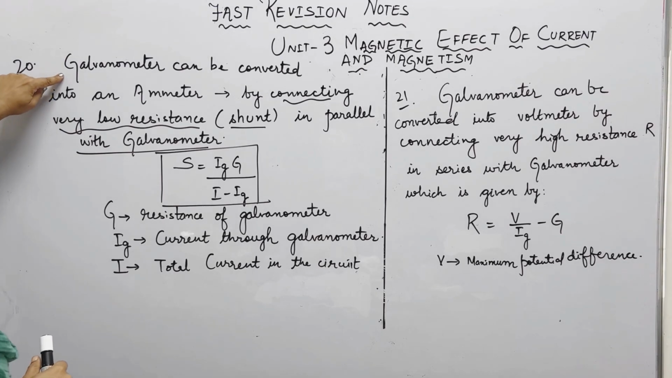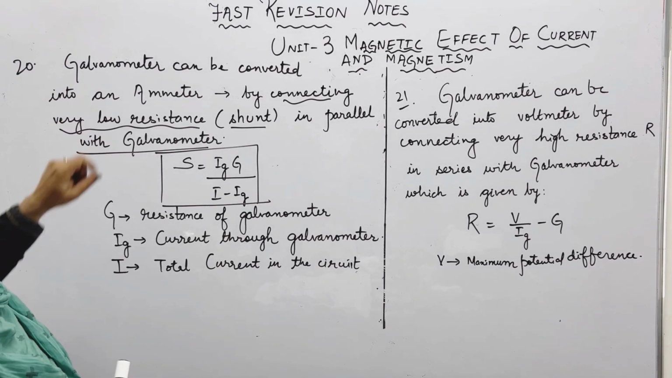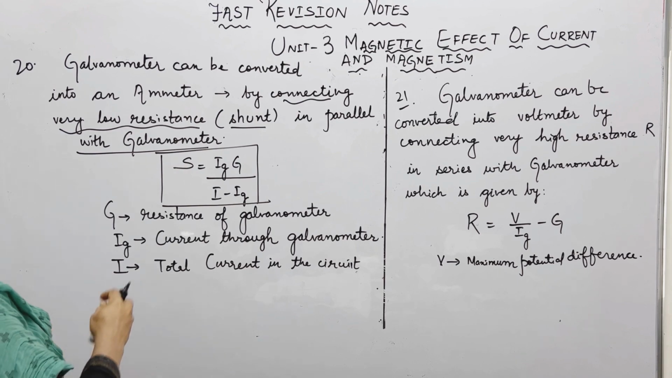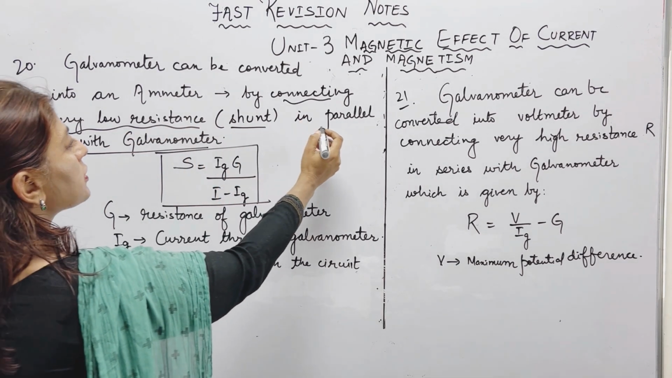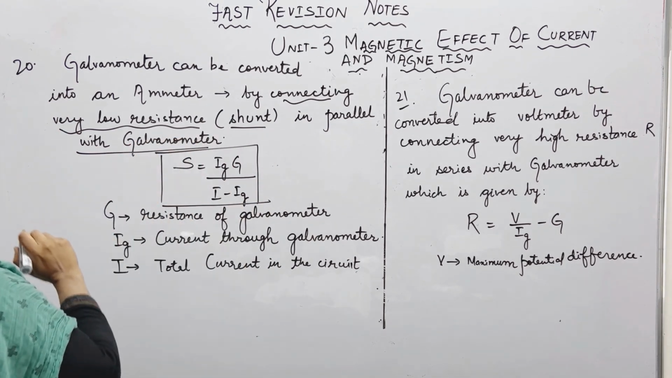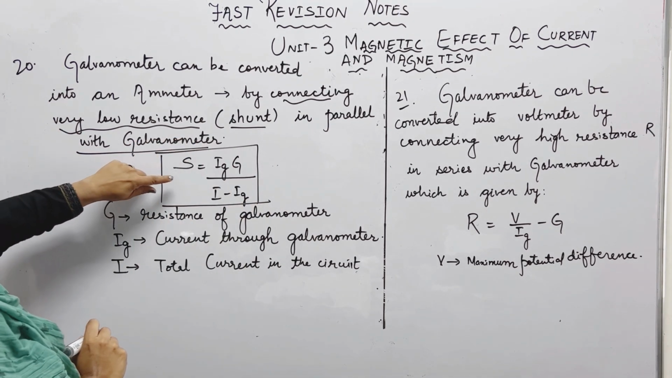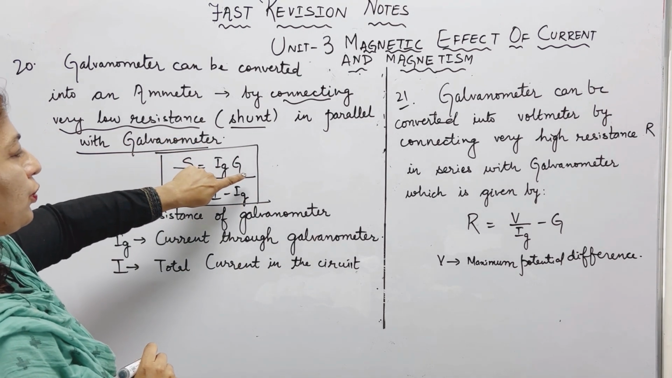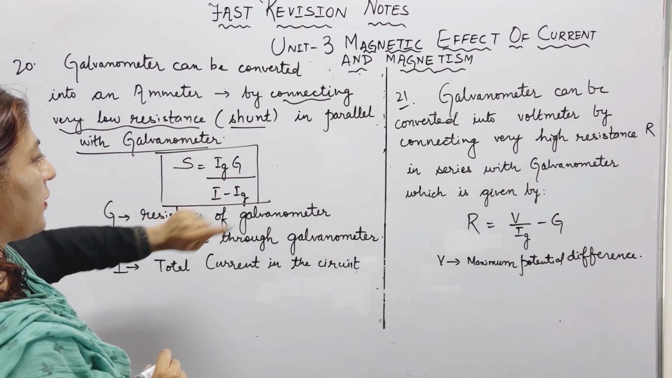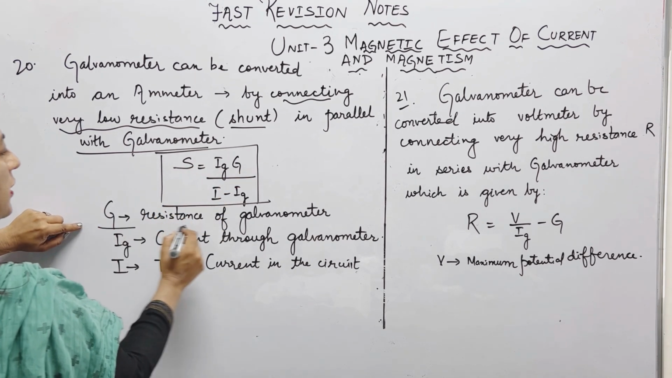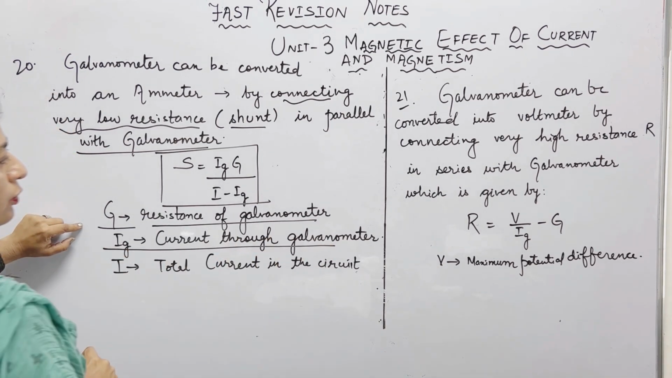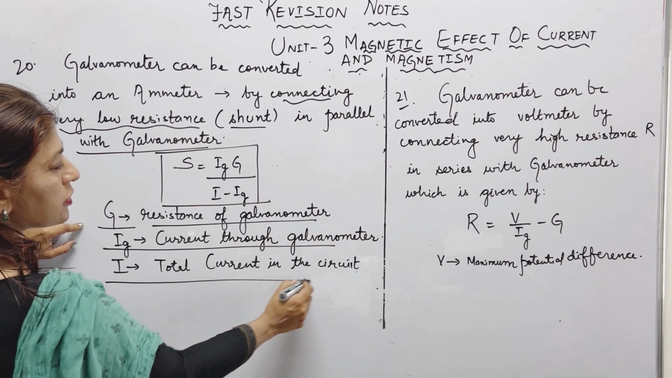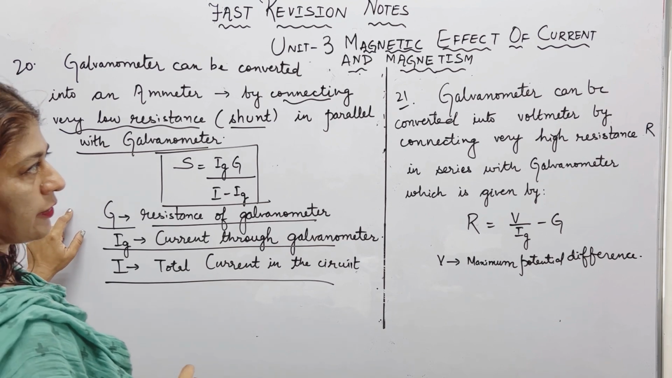The galvanometer can be converted into an ammeter. The condition is that a very low resistance, called a shunt denoted by S, must be connected in parallel with the galvanometer, and the value of the shunt is given by Ig times G divided by I minus Ig, where G is the resistance of the galvanometer, Ig is the current flowing through the galvanometer, and I is the total current in the circuit.